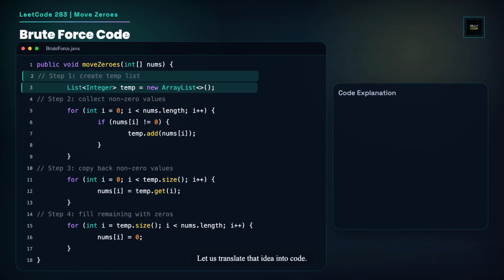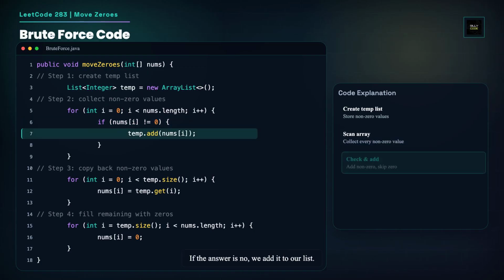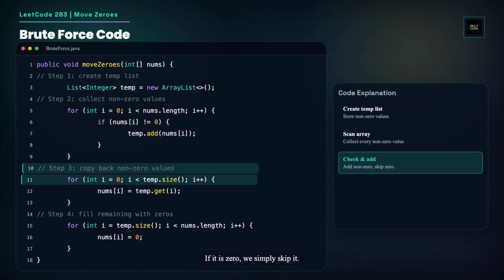Let's translate that idea into code. First, we create another list. This list will store every non-zero value we find. Next, we scan the original array from left to right. For every element, we ask one simple question. Is this element 0? If the answer is no, we add it to our list. If it's 0, we simply skip it. By the time we finish this pass, our list contains every non-zero element, and they're still in the correct order.